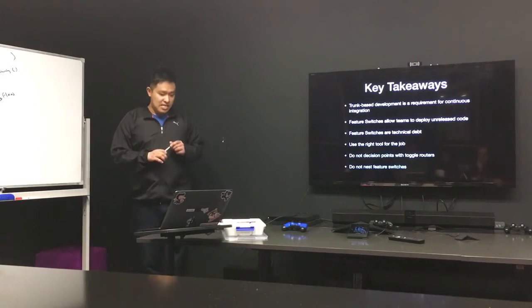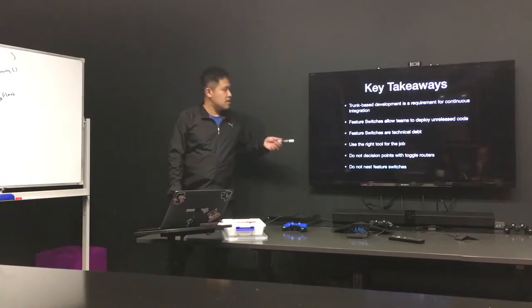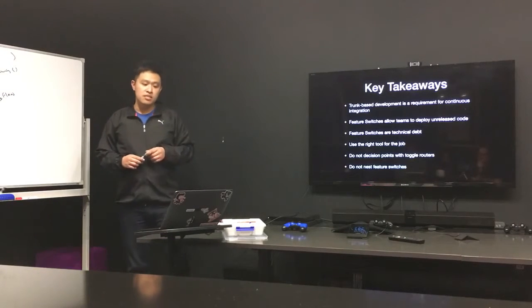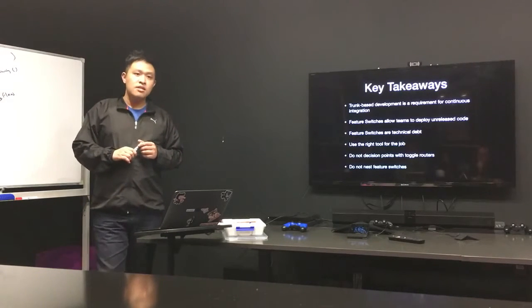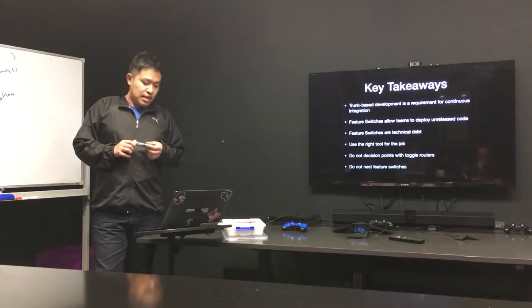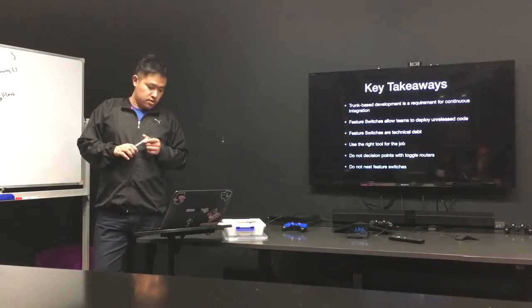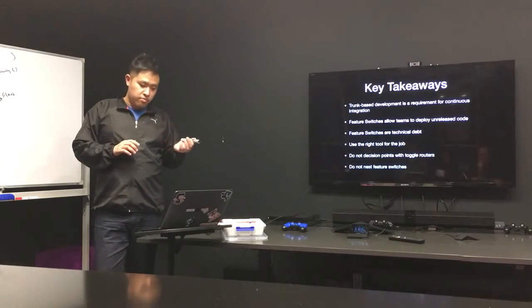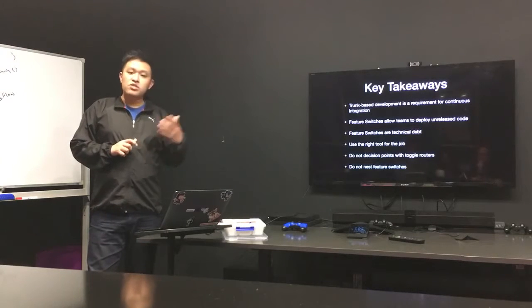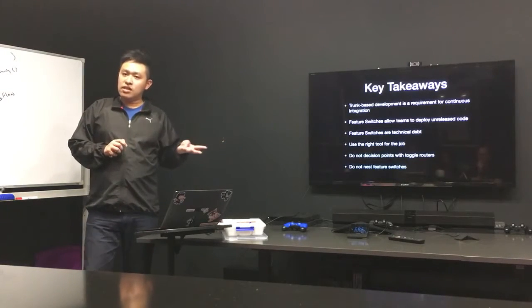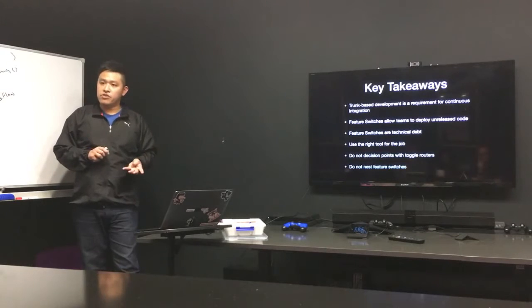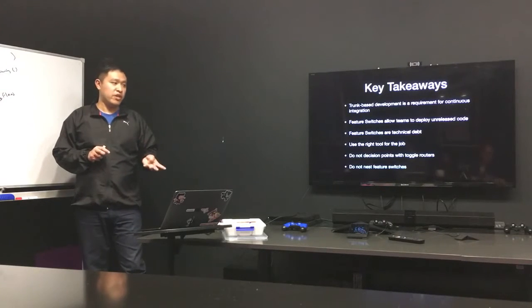All right, so this is the last slide. Some of the key takeaways are: trunk-based development is a requirement for continuous integration. Feature switches allow teams to deploy unreleased code. Feature switches are technical debt by design, and always use the right tool for the job. There are 4 different types of feature toggles, each with different characteristics and different implementation best practices.